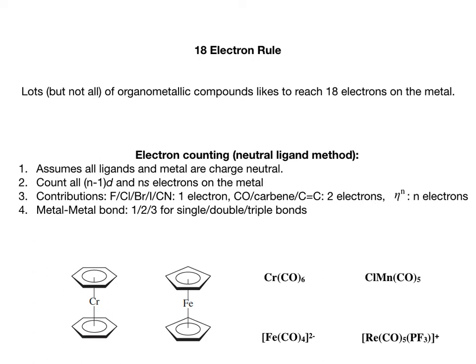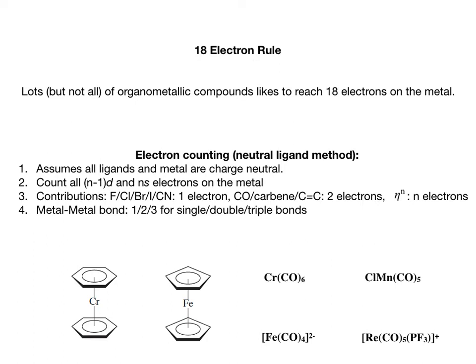So basically what this means is that you simply look at which column the metal is in and use the number of the column, and that column number is equivalent to the total number of (n-1)d and ns electrons on the metal. All right, once you have done that, then you look at the contribution from the ligands.